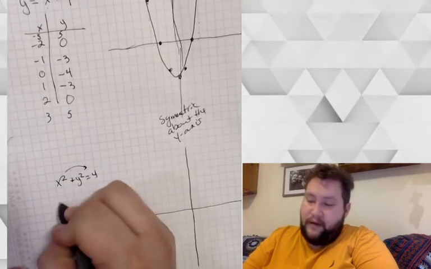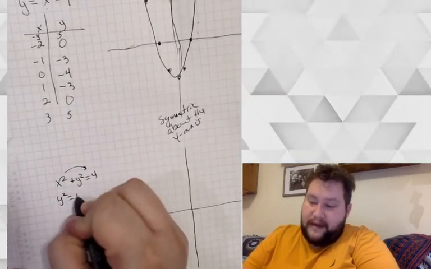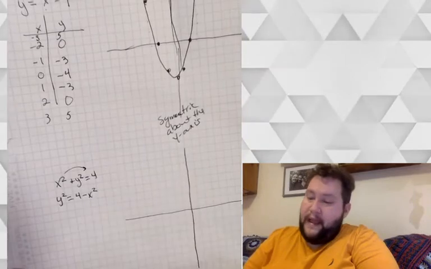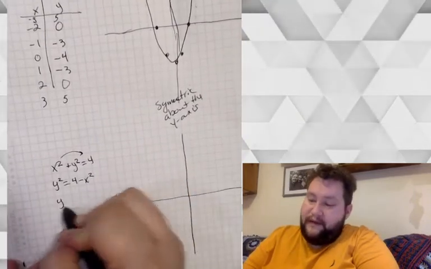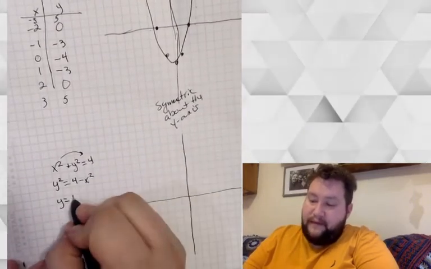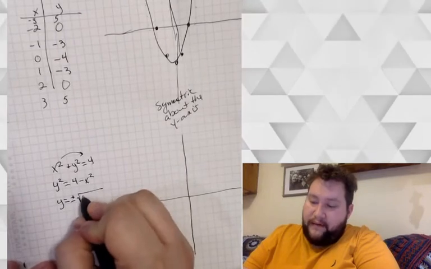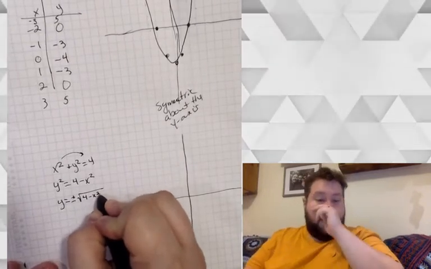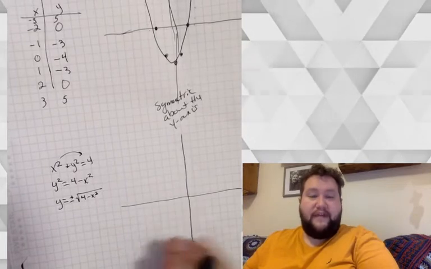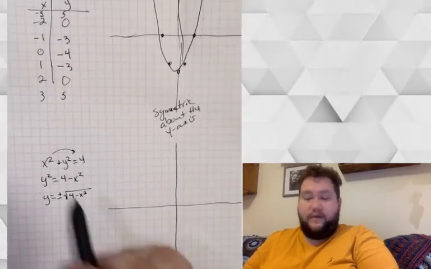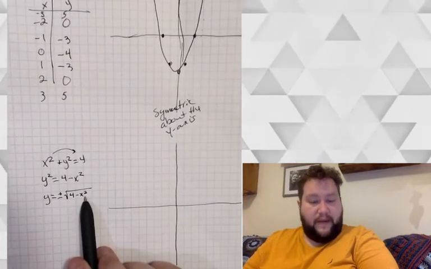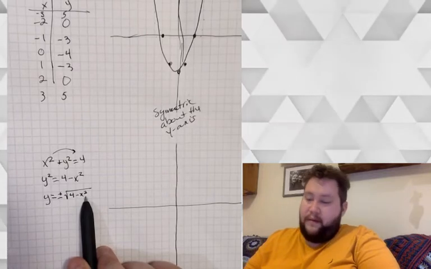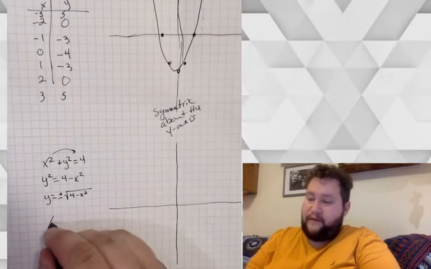We have y squared equals 4 minus x squared. And then if I take the square root of both sides, remember we have a plus or minus square root of 4 minus x squared. And it's important to note that we can't just take the square root of 4 and the square root of x squared. That's not quite how the square root works. But we'll graph our nice little table.